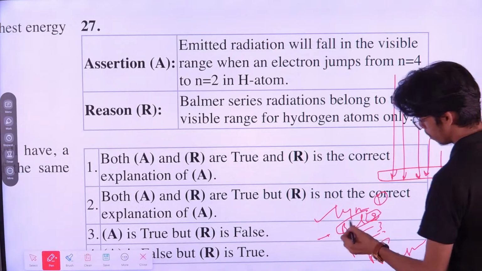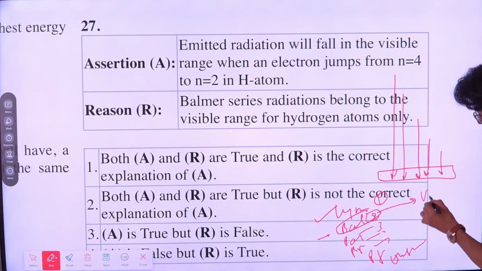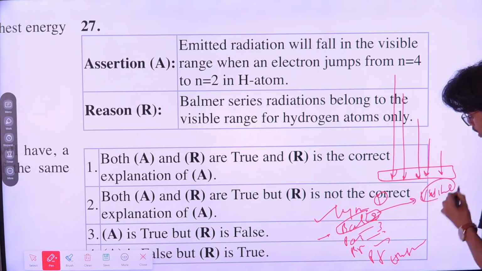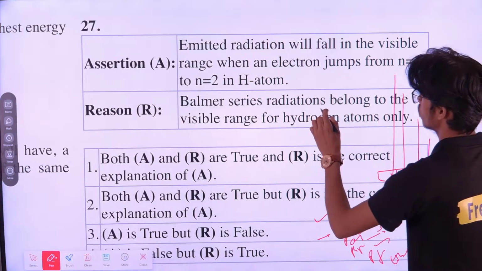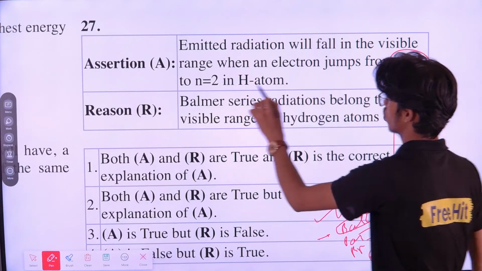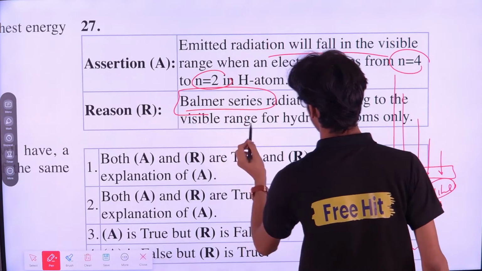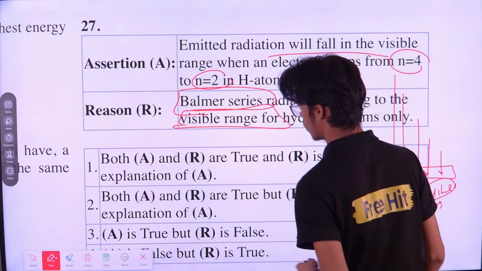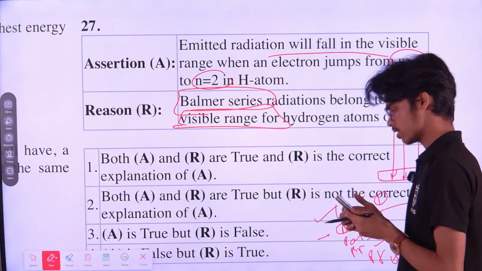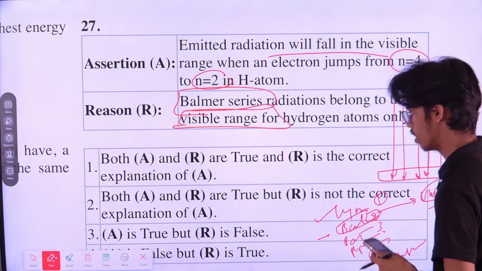Now Balmer is the only series which is visible, when it falls at 2. So is it falling at 2? Yes, it is going from 4 to 2. It falls in the visible region, and obviously that lies in the Balmer series, which is actually the visible range. Understandable? So the assertion is correct, and the reason is also the correct explanation for the assertion.